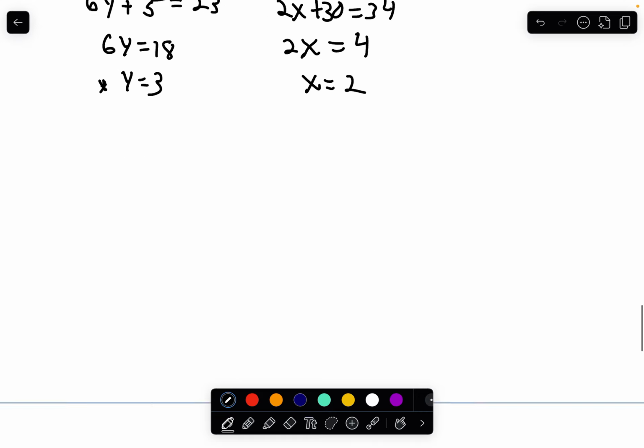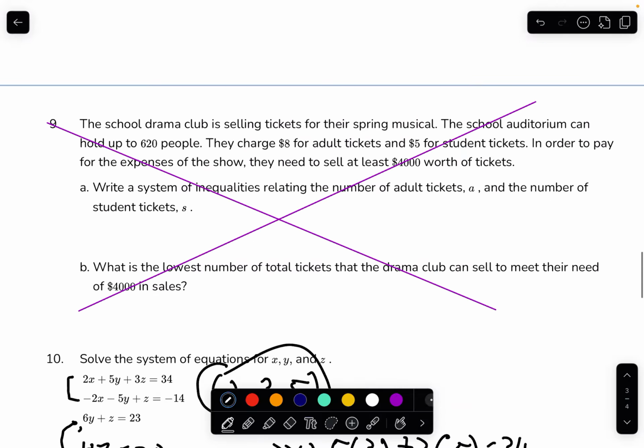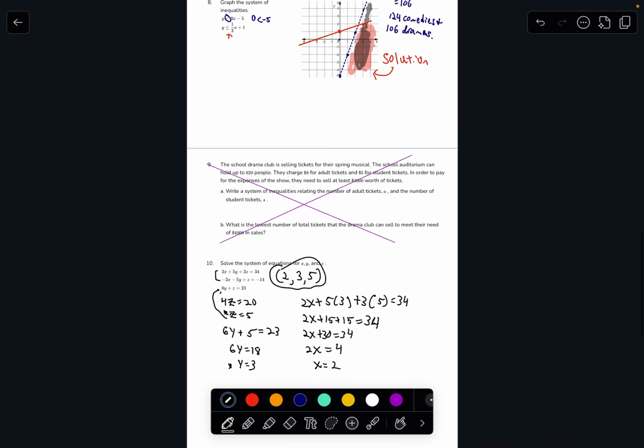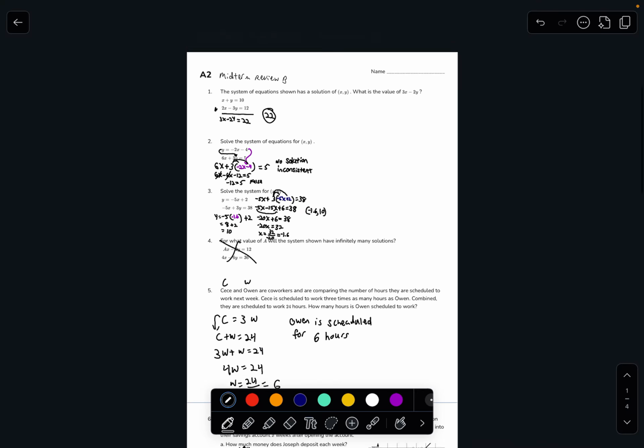That's the end of this because there's nothing more. I skipped this because this is optimization. It's fun and it's kind of neat, but we're not doing it. All right. And that was the review for the second part of the midterm. Thank you.